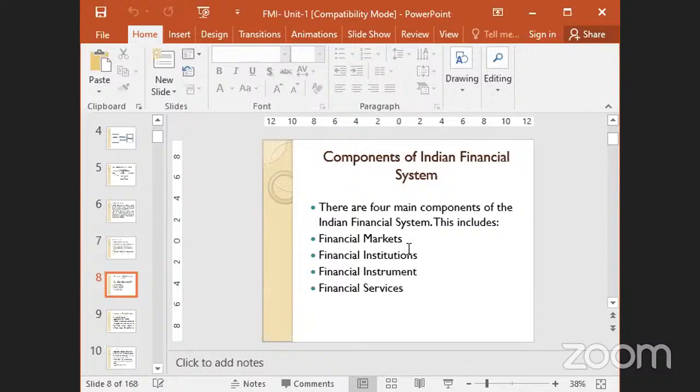If you remember, we discussed that while talking about the different components of the Indian financial system, it was considering four different components. Component one is financial market. Component two is your financial institution. Component three is your financial instruments, and component four is your financial services. Apart from these four components, we have one more component, the regulatory authorities, which we have also already discussed.